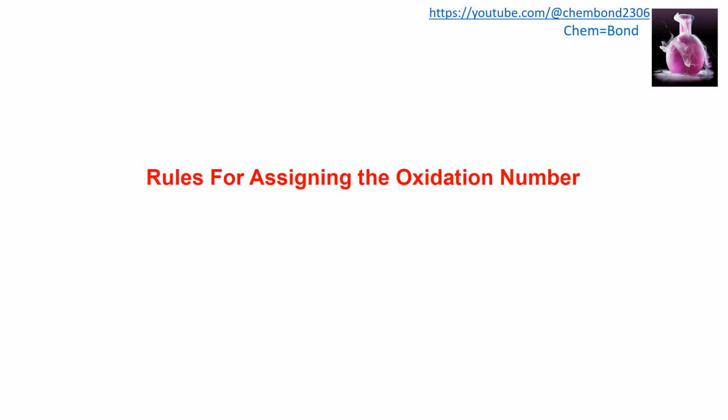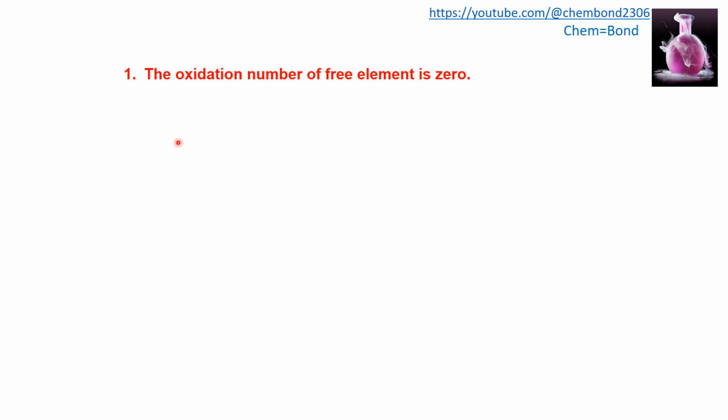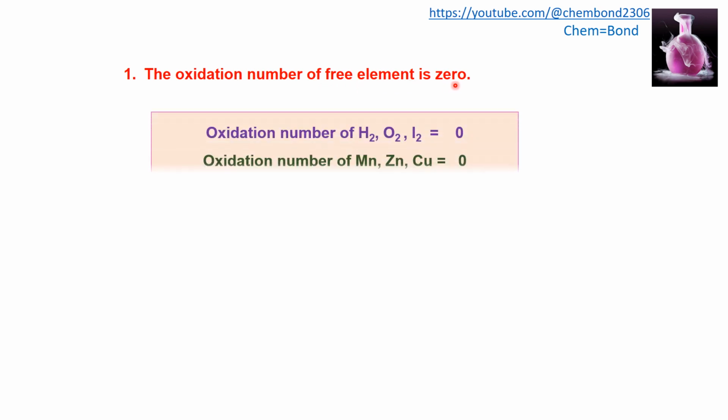Rules for assigning the oxidation number. The first rule is that the oxidation number of a free element is 0. For example, hydrogen, oxygen, and iodine gas that are present freely in nature have an oxidation state equal to 0. Metals like manganese, copper, zinc, and many more that are present in a free state have an oxidation number of 0.